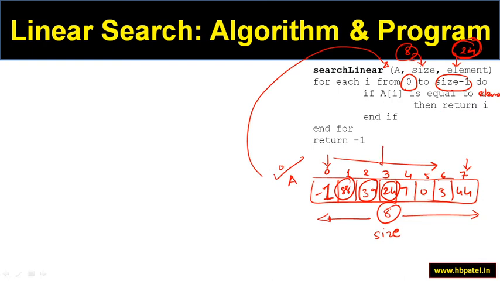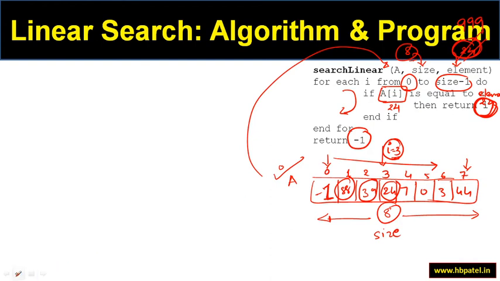So when I is equal to 3, at that moment A of I is 24 and the element is also 24. So if both the things are equal, then we will be returning I, meaning the position. So yes, we have found it at location 3. But what if you have something like 999 over here instead of the element? In that case, you will search through the entire list and you will not find anything. In that case, you will come out of this loop and you will return -1.